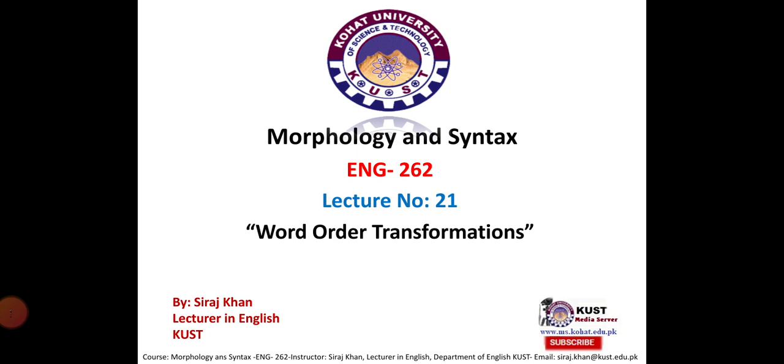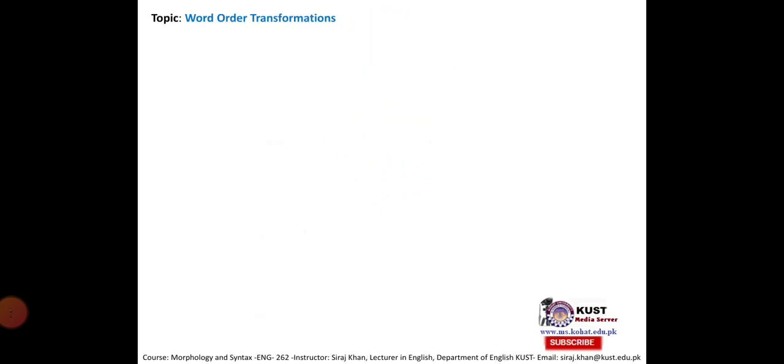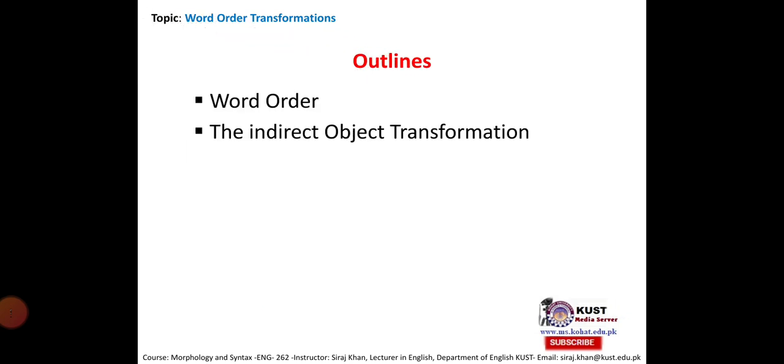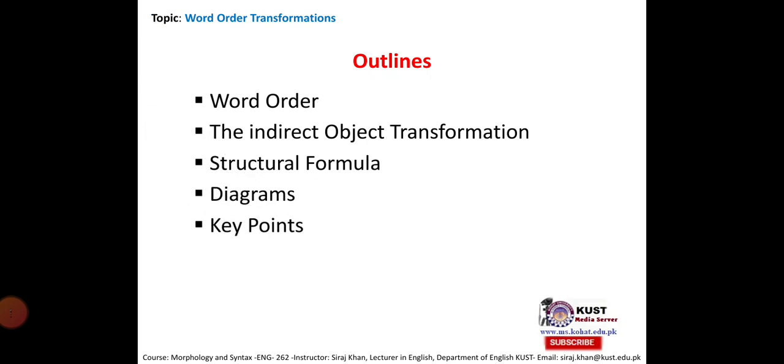So word order transformation is our topic. The outlines are word order, the indirect object transformation, the structural formula, and some of the diagrams and the key points. And remember some points. Word order.